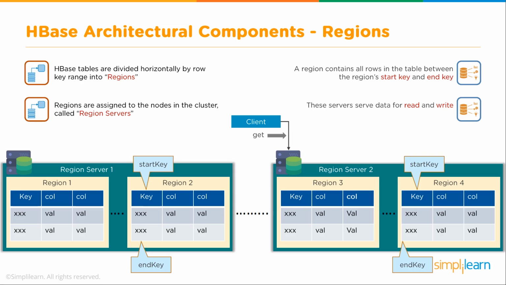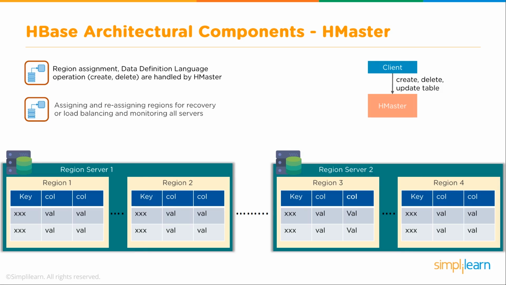So when we look at the architectural components or regions, and we're drilling down a little bit, HBase tables are divided horizontally by row. So you have a key range into regions. Each of those IDs, you might have IDs 1 to 20, 21 to 50, or whatever they are. Regions are assigned to the nodes in the cluster called region servers. A region contains all rows in the table between the region start key and the end key. Again, 1 to 10, 11 to 20, and so forth. These servers serve data for read and write. And you can see here we have the client, and the get sends it out, and it finds out which start keys and end keys it falls between, and then it pulls the data from that different region server.